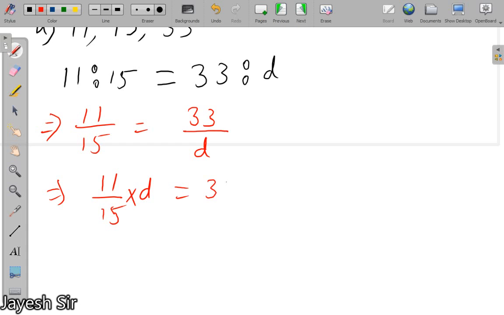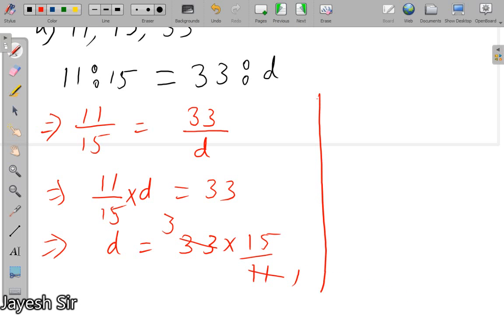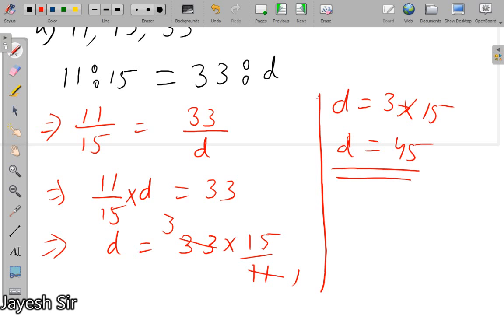You can solve however you like. Okay, this is cross multiplication simplified. You can solve it as you like. There is no restraint on your solving it. 11 ones are 11, 11 threes are 33. So this is D is equals to 3 into 15. So that way D will be equal to 45. So fourth proportion for the numbers 11, 15 and 33 is 45. Okay, the remaining part, I guess you can do by yourself.